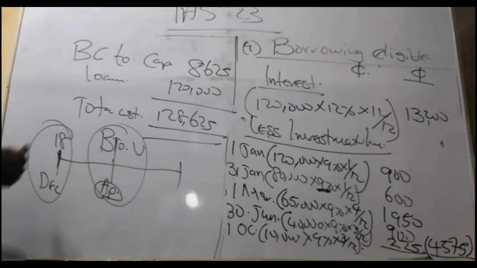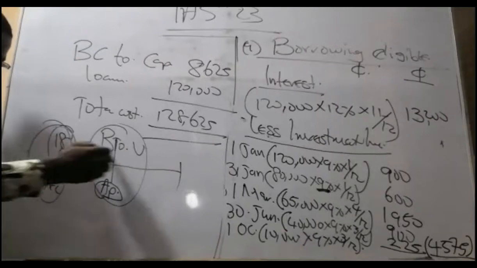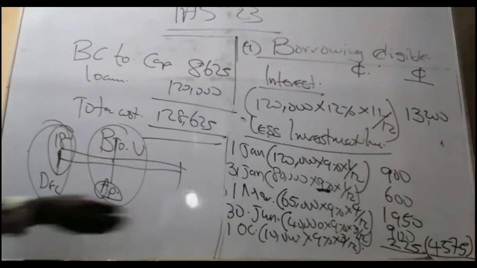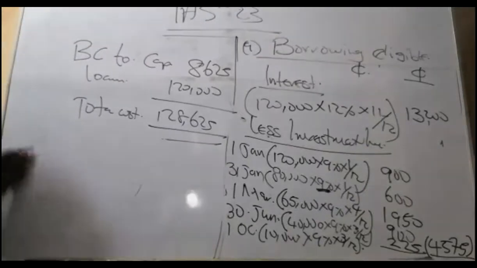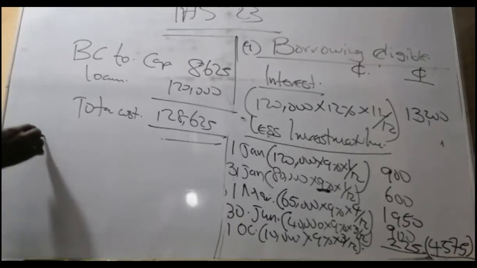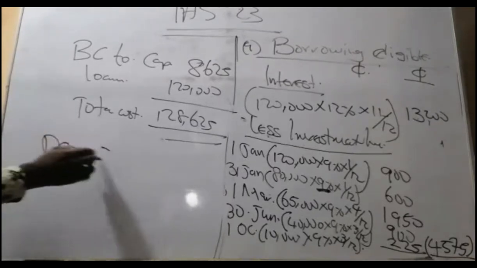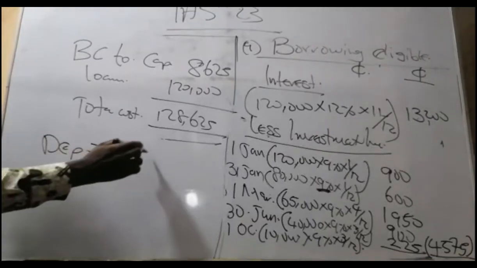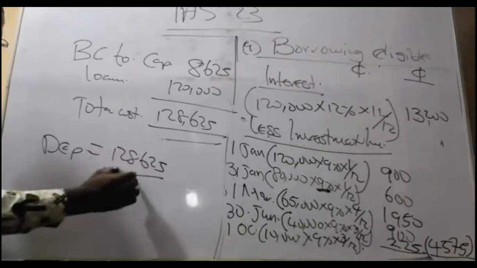So the depreciation will start from here, December 2018. Effectively, it will start from January 2019, right? So depreciation will start from there. Let's quickly calculate the depreciation. Here it is the straight line method, and the residual value is nil. So depreciation will be equal to 128,625 over 10 years.